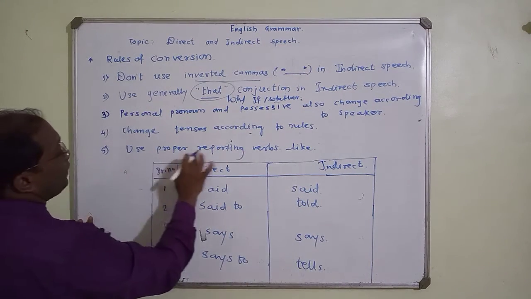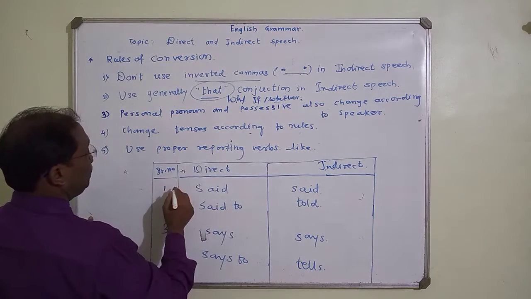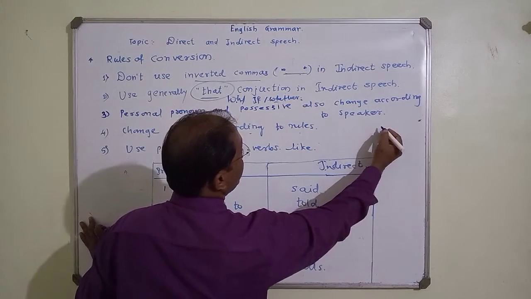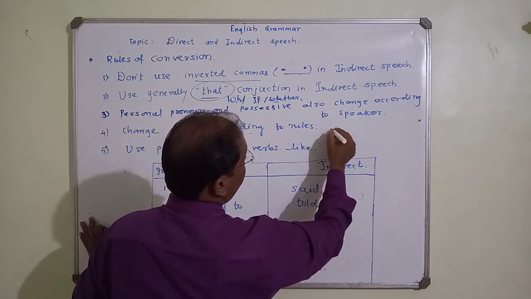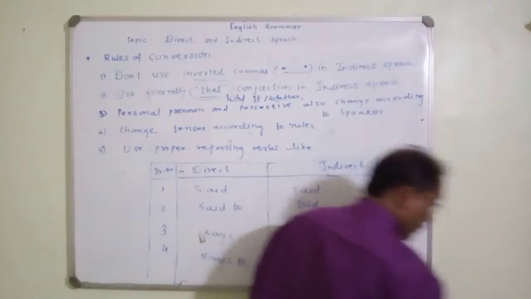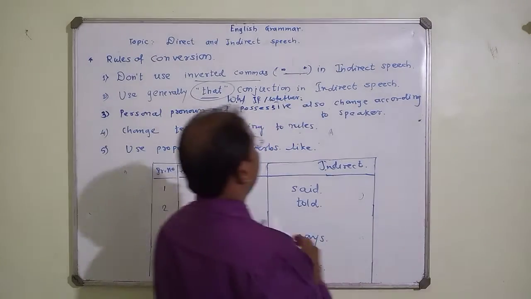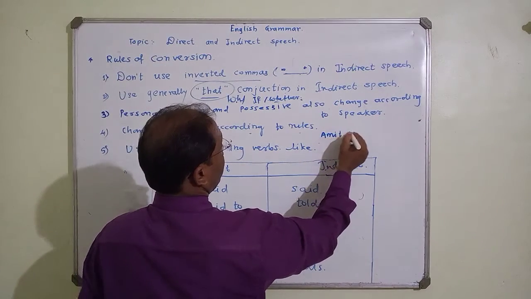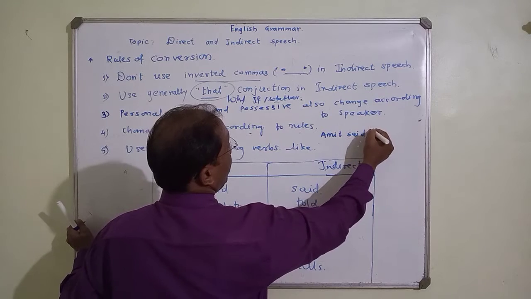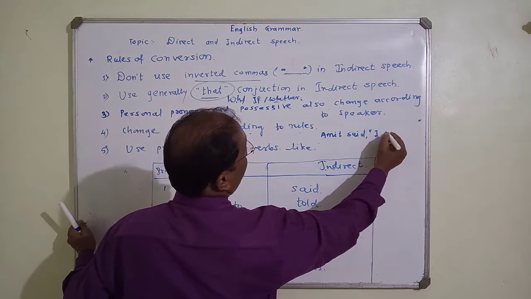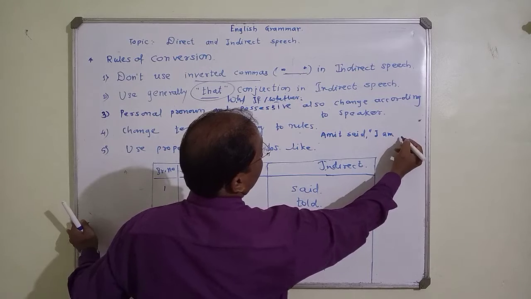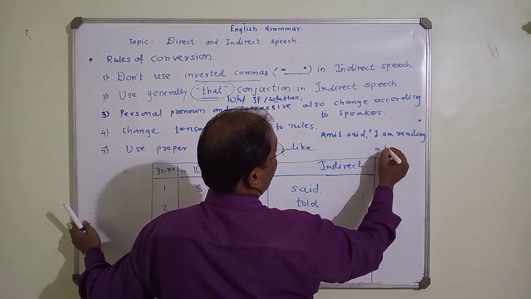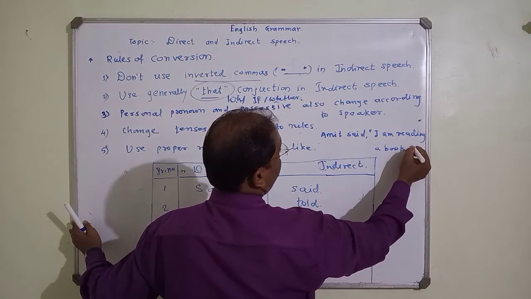Then use the proper reporting verb. Yesterday we saw reporting verb and reporting speech. Amit said, comma, into double inverted comma, I am reading a book. I am reading a book.